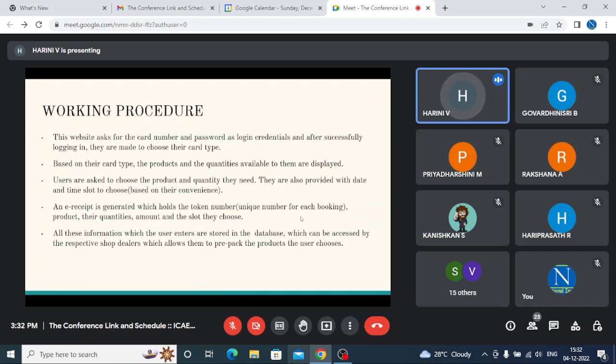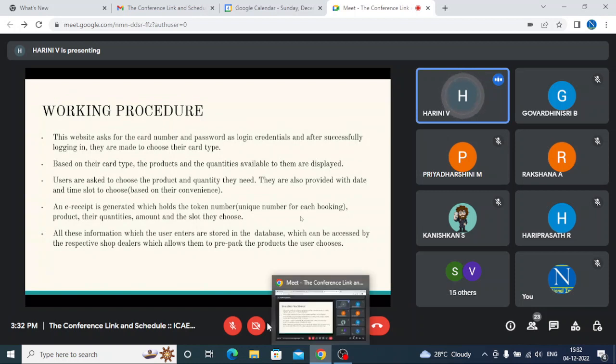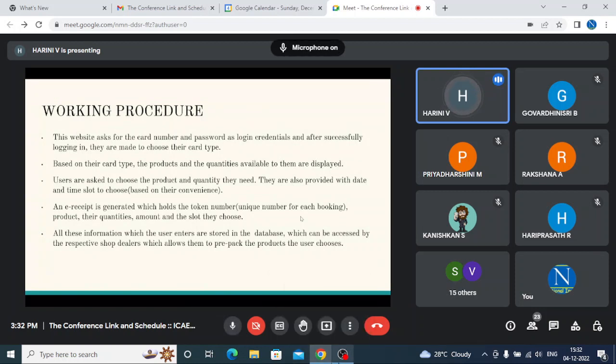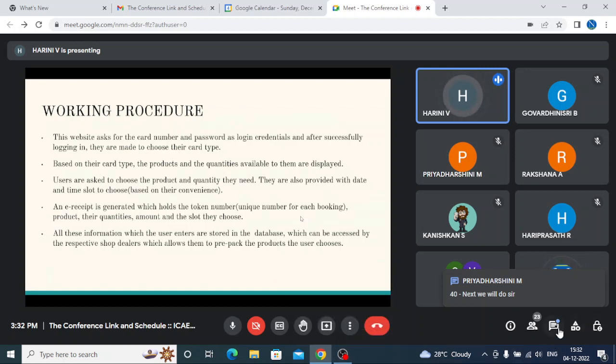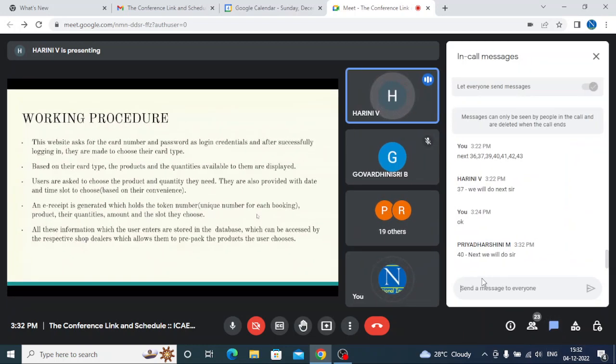Based on the user requirements, they can choose the quantity of products they need. And at last, we have asked for the date and time. Once they choose the date and time, they can go on that particular date and at that particular time to the ration shop, and they can avail their products. It will also be useful for the vendors in the ration shop to pre-pack them.